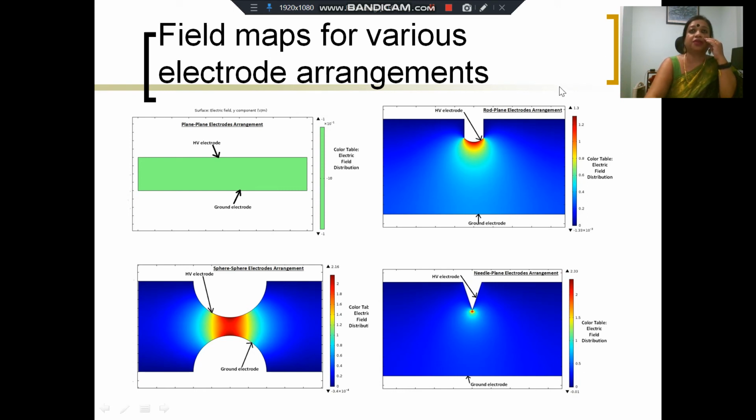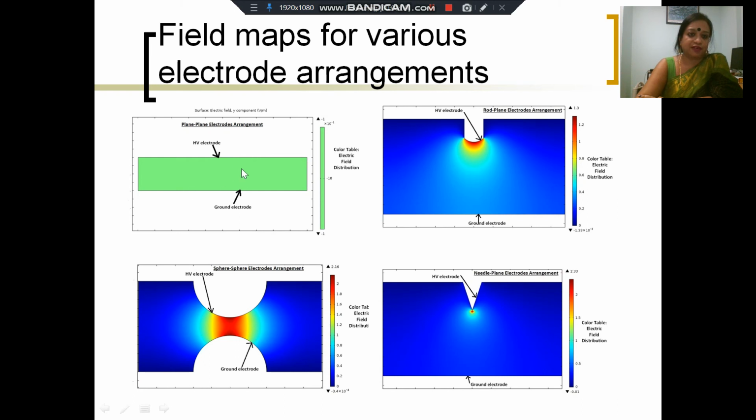Now, depending upon the electrode geometry, that means the combination of conductors across which you place, one of which is the high voltage electrode and the other is the grounded electrode, and you have the dielectric in between. We have considered a dielectric of air. How does the field change? That has been illustrated here. We have used the finite element method to solve for the fields for different electrode geometries.